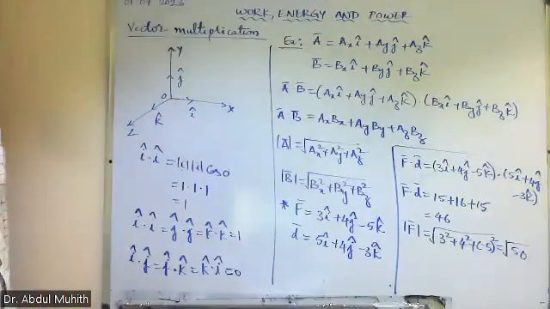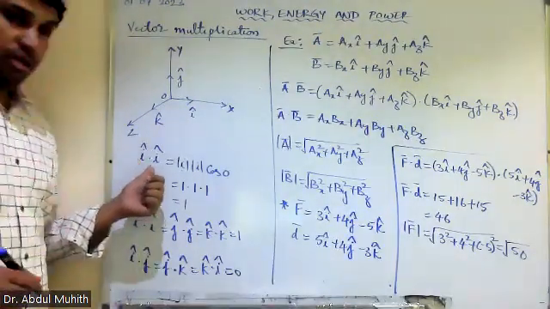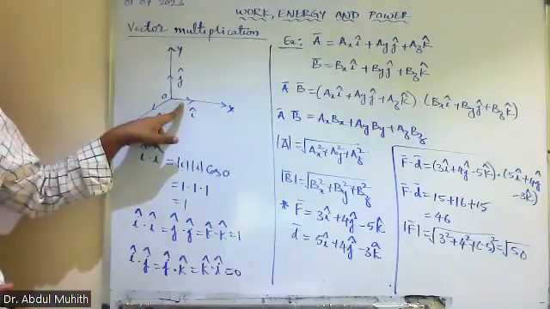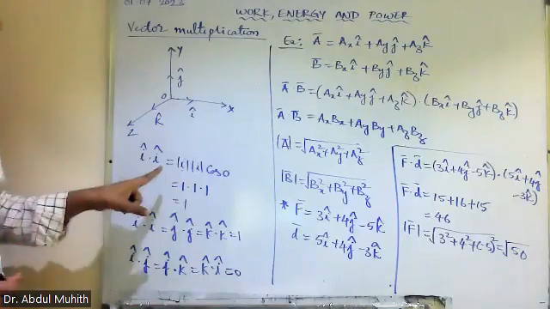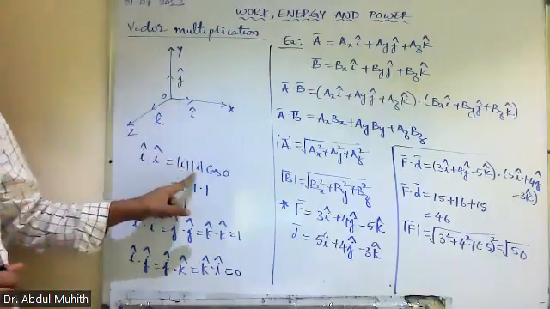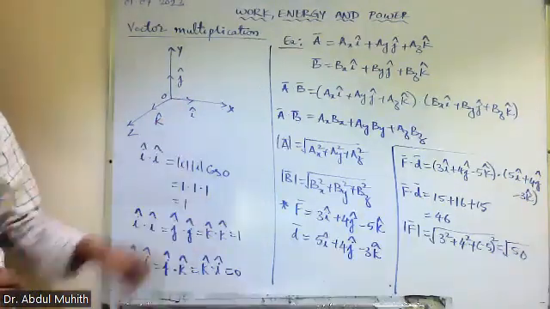So can you explain the i cap into i cap part? I dot I is equal to what? See, suppose you are taking two vectors on the same x-axis, what will happen? The angle is 0 degrees, right? So I dot I is what? I into I cos 0. The angle between both the vectors is 0 degrees. So cos 0 is 1. Understood now?